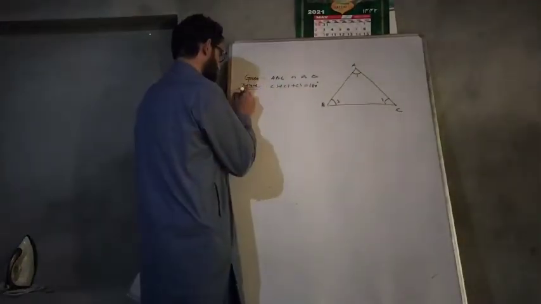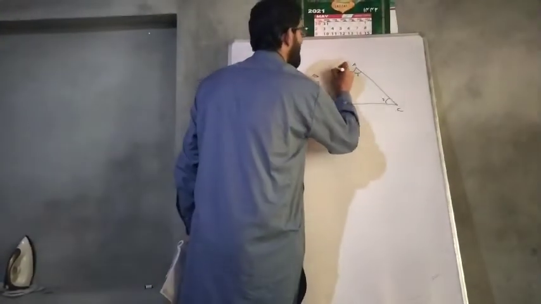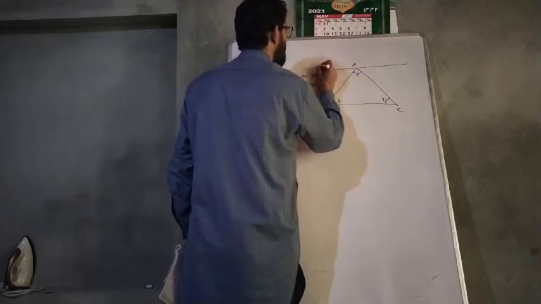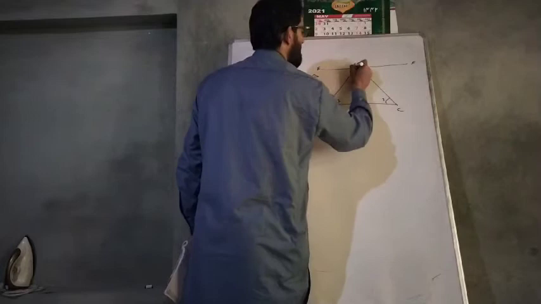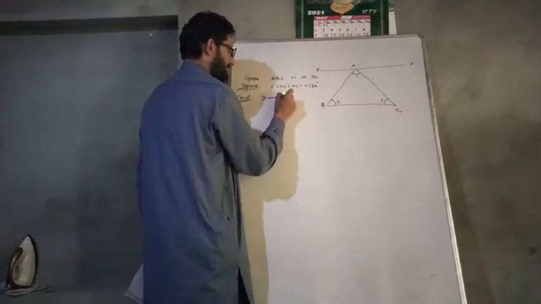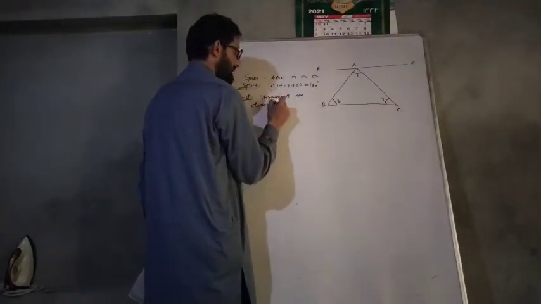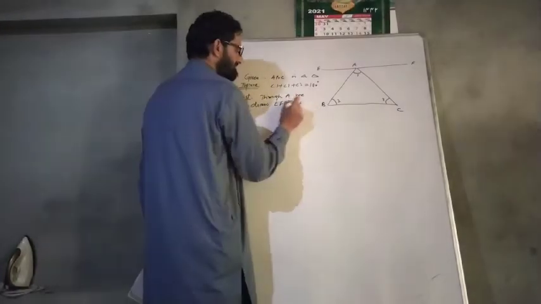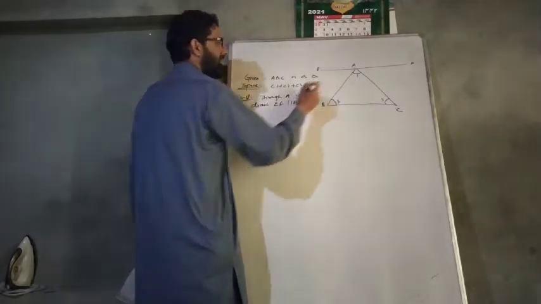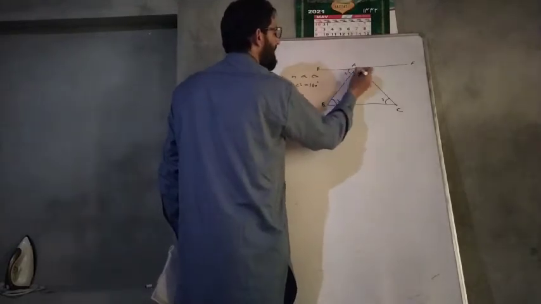Now construction. Construction, we are doing one thing here. We draw a line parallel to BC. Suppose this is EF. We draw a line EF parallel to BC through A. Now proof. Suppose this is angle 1, 2, 3, this is angle 4, and this is angle 5.